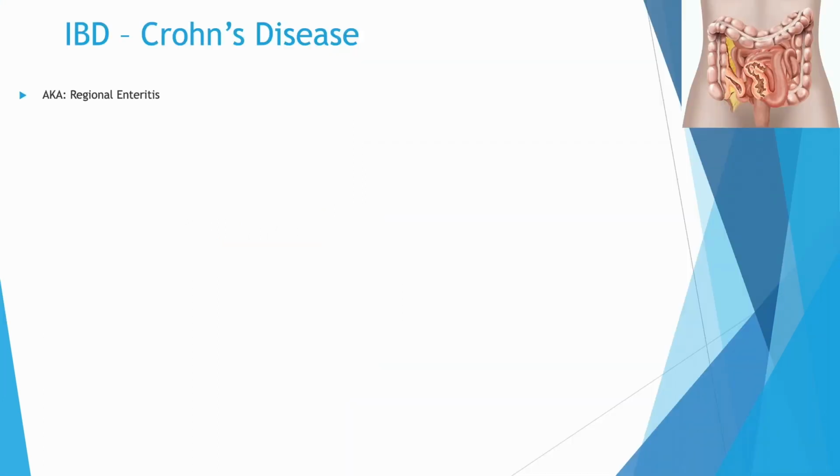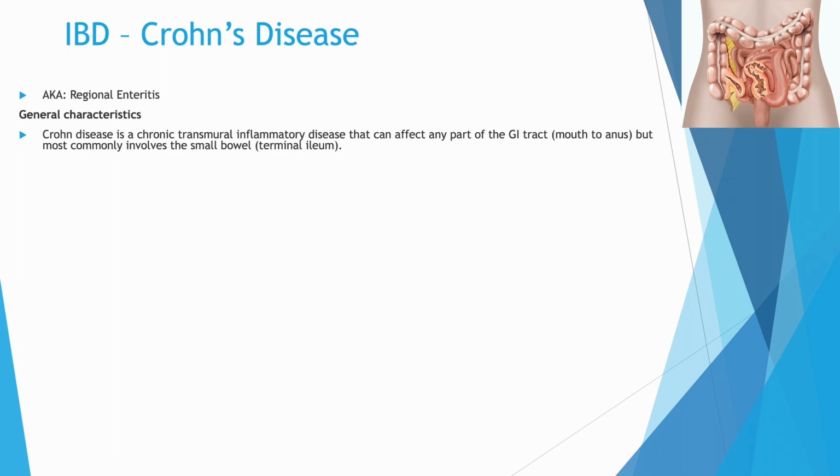Now, in Crohn's disease, we talk about regional enteritis. We said it is from mouth to anus, so you can have lesions anywhere from the mouth all the way down to the anus. It is chronic and it is transmural. So I'm sure in patho you're going to cover what that means, but essentially it means it goes through all the layers of the GI tract. And it most commonly affects the terminal ileum.